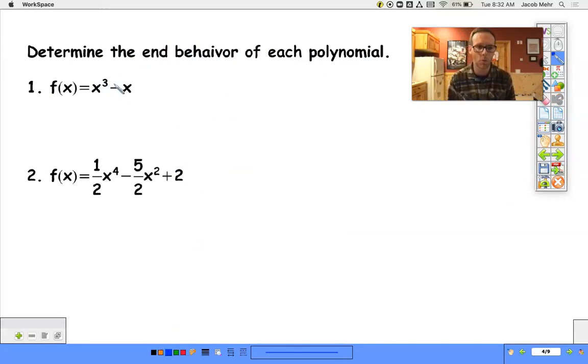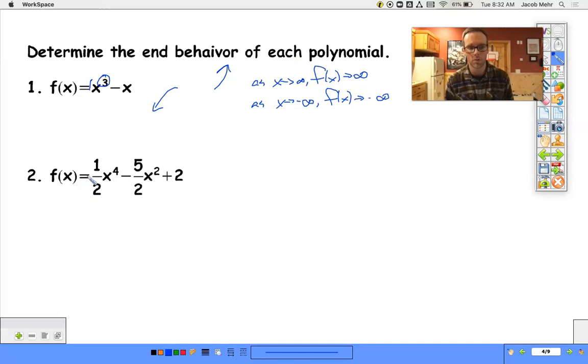What degree is this polynomial? What's the biggest exponent? 3. It's a third degree polynomial. That's odd, so I know they're going to go in opposite directions. It's either this, or it's that. Well, what's the leading coefficient? It's positive, which tells me it's going to be something like this, followed by something like that to the right. So I write, as x goes to infinity, f of x goes to infinity. As x goes to negative infinity, f of x goes to negative infinity.